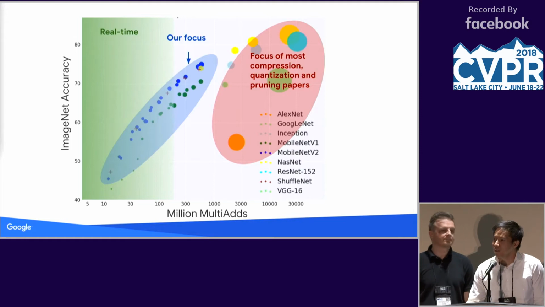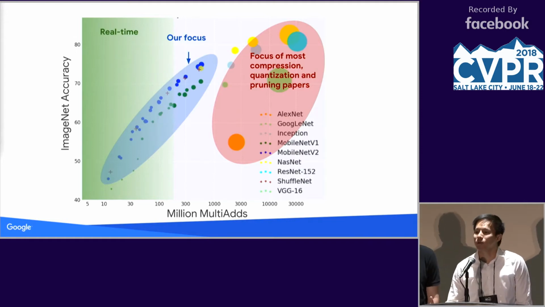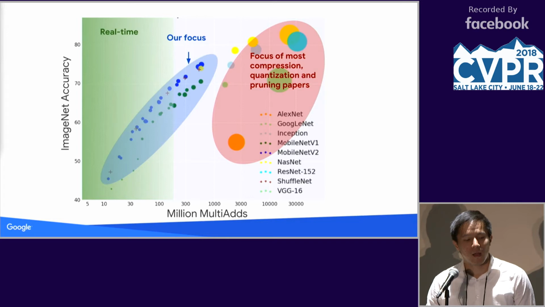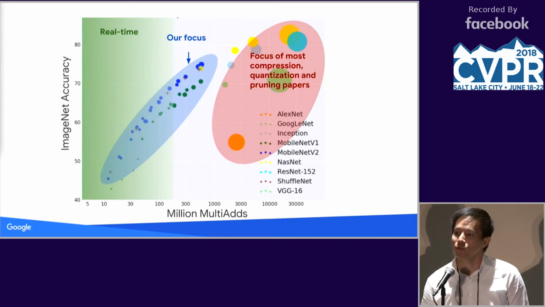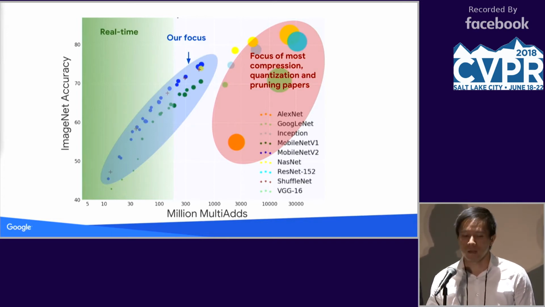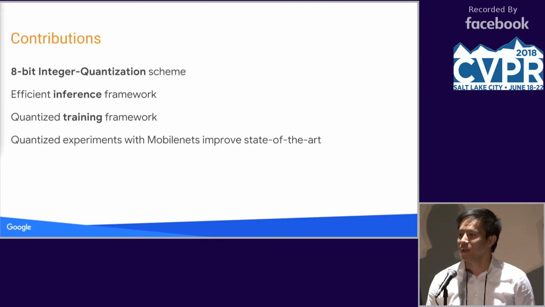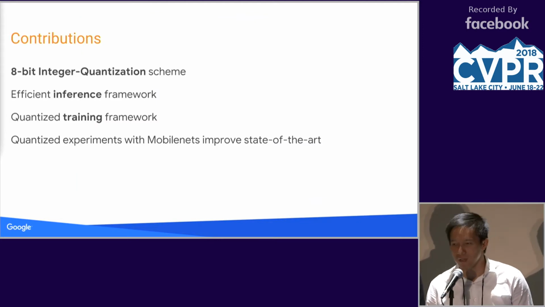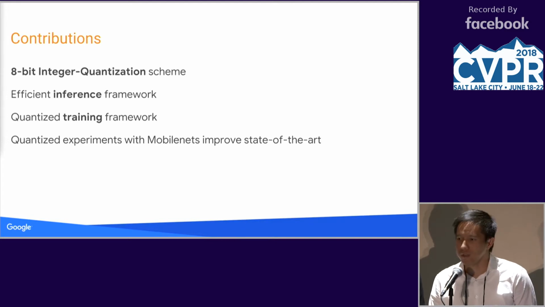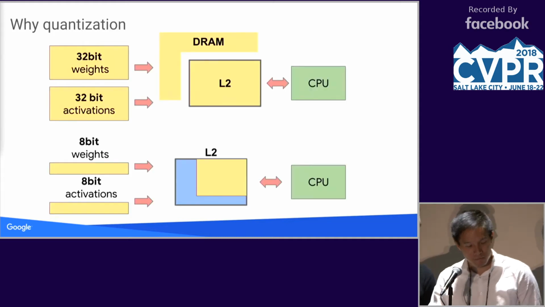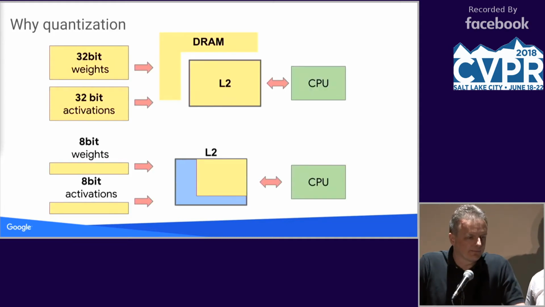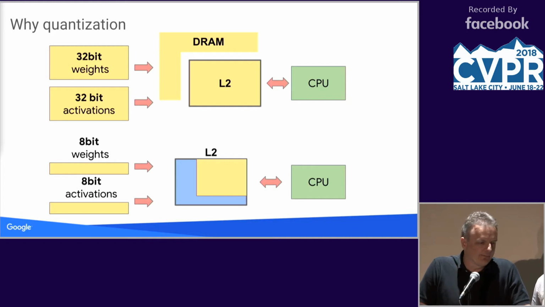However, most of the compression techniques actually focus on networks that are heavily over-parameterized from the beginning. Therefore, our focus in this paper is to compress networks that are efficient by design and that are powering real-time applications. We do so by quantizing the weights and activations of our networks using 8-bit integers. We provide an efficient inference and training framework and show that it works on mobile architectures. Quantization helps a lot with mobile devices. 8-bit weights and activations reduce memory pressure, making them smaller and fitting better into cache.